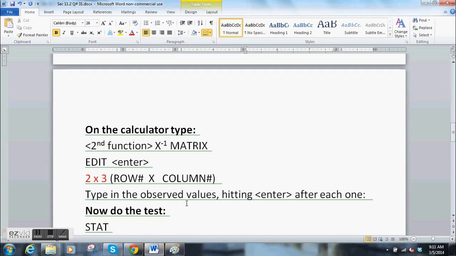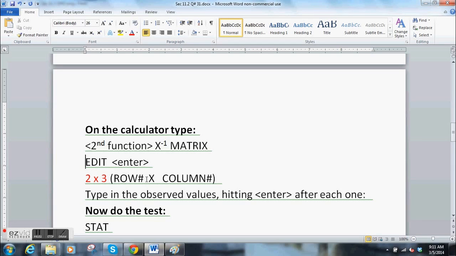So first you have to enter all this data into a matrix, which if you've taken a linear algebra class, you know how to do this if you had your little calculator then. So you do second function matrix, and then arrow over to edit. So you're going to go over to edit and hit enter.